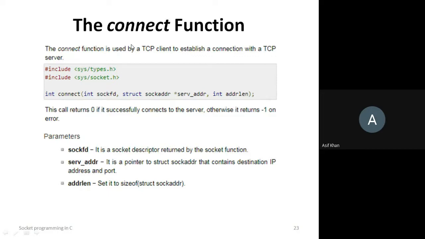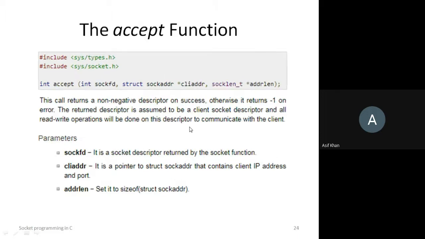Then the connect function is used by the TCP client. The syntax for this connect function is this: first argument is sockFD, then second is your address, which points to the server address. So when you call this connect function, you need to pass the address of the server, and its length also you have to pass as an argument.